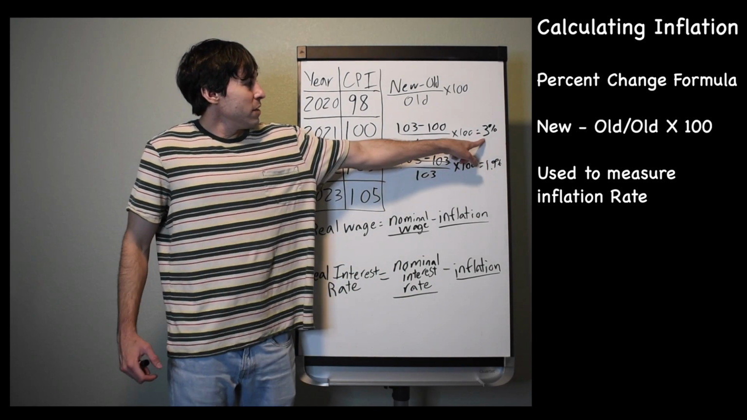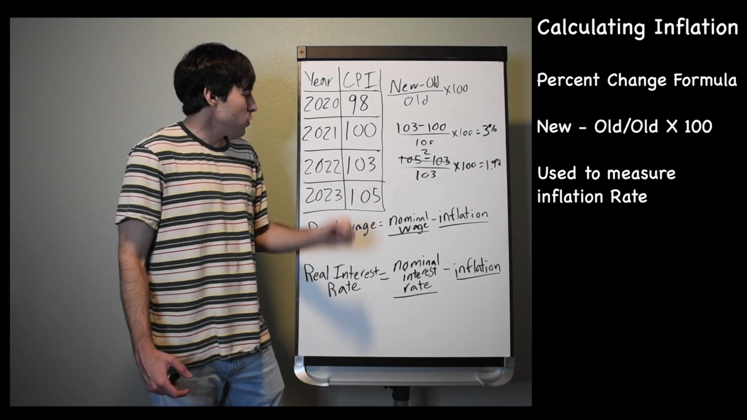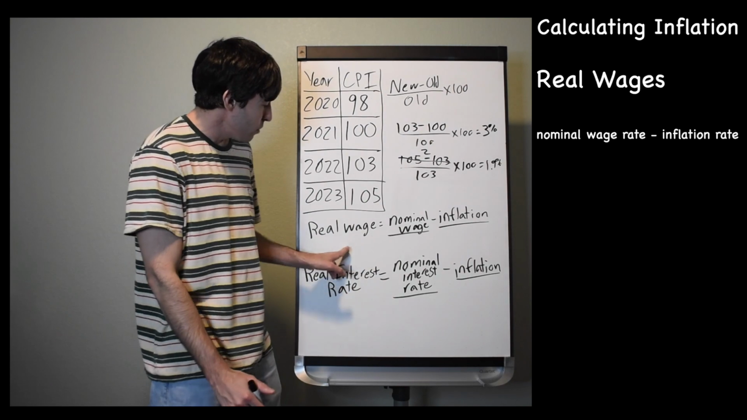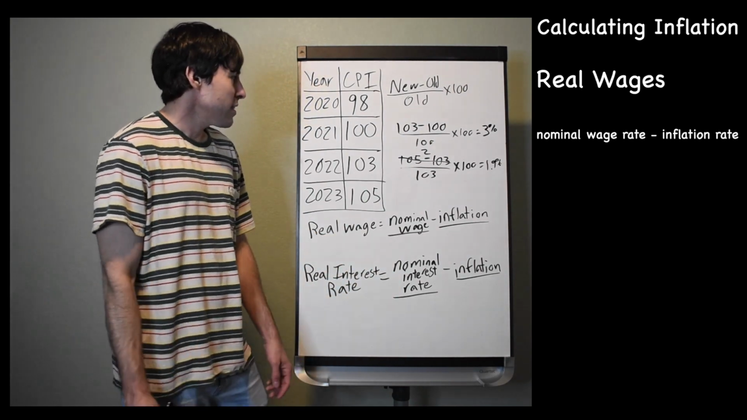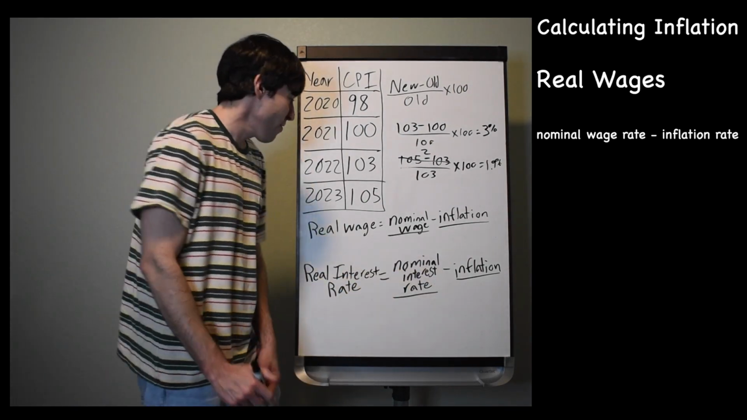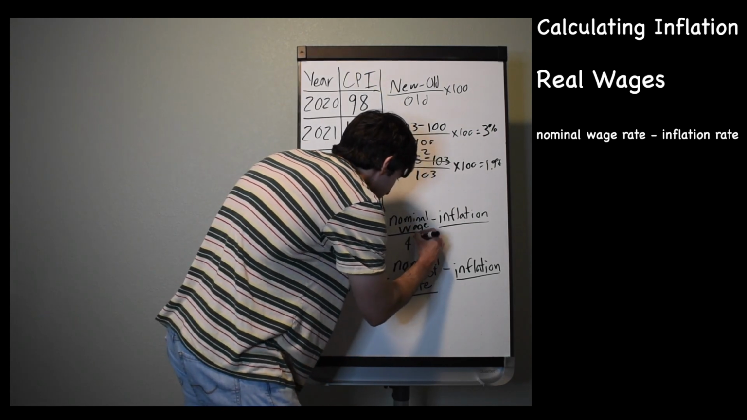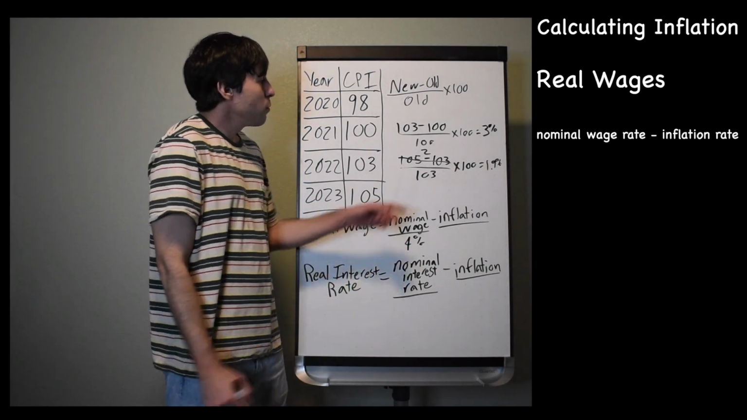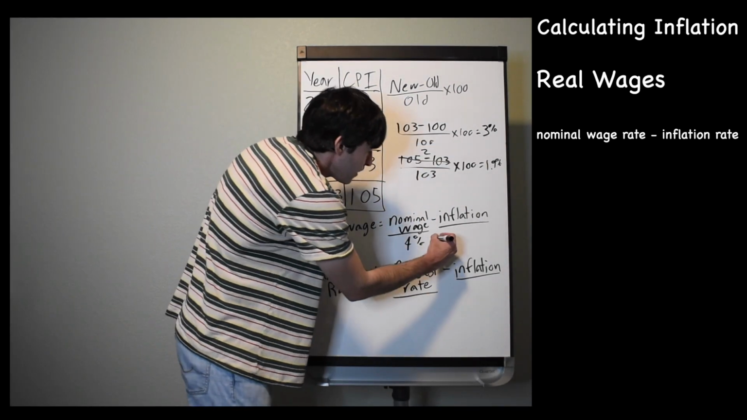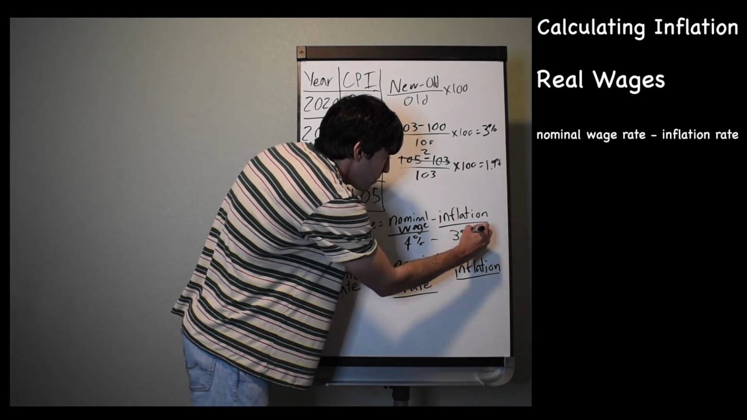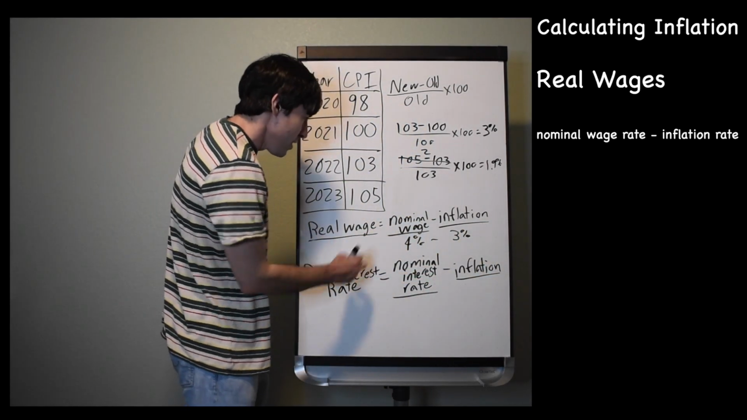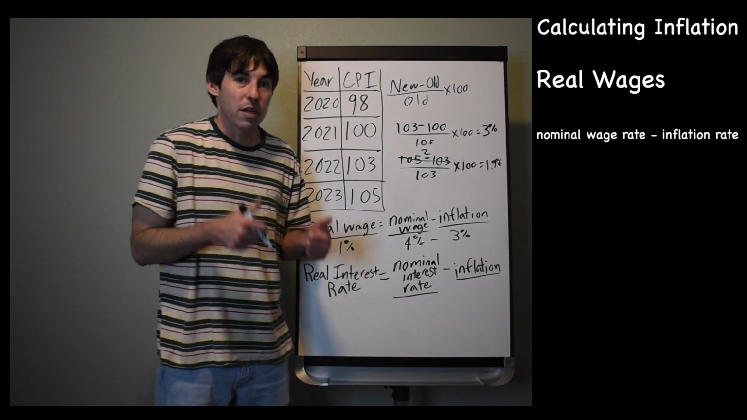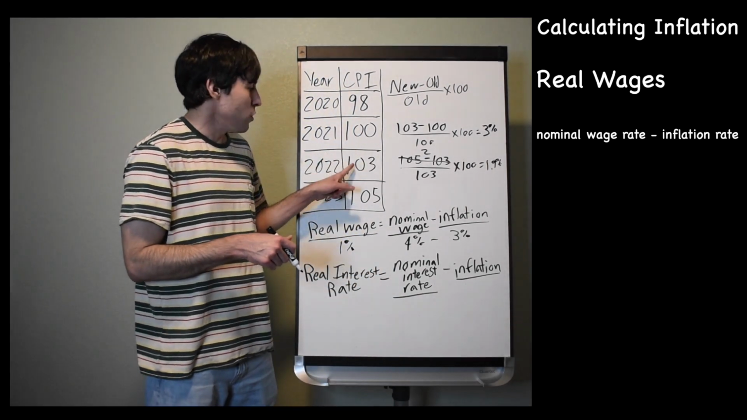Now we can use that inflation rate we calculated between 2021 and 2022 and see how that affects our wages. To find our real wage, we're going to take our nominal wage. Let's say I had a raise of 4%. My boss told me they're going to give me a raise and pay me 4% more next year. With an inflation rate of 3%, what I'm actually getting back, or what my raise is actually going to be, is going to come out to 4 minus 3, that is 1%. My real wage rose by 1% from 2021 to 2022.